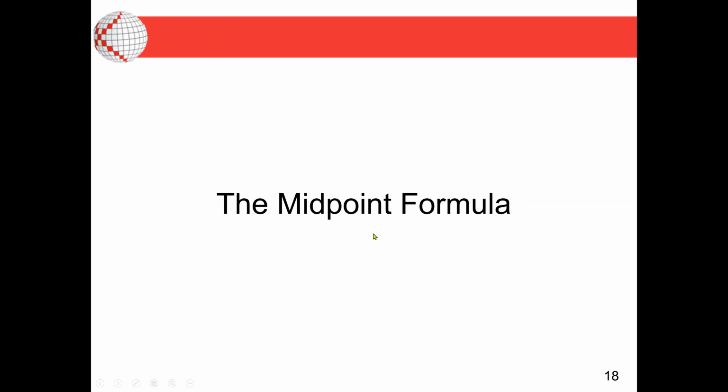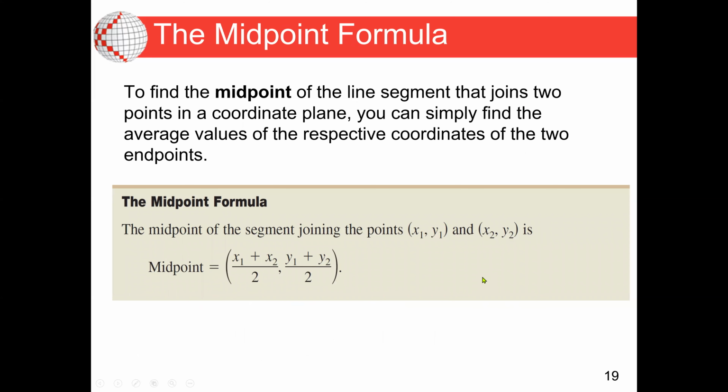So here we'll go through the midpoint formula. That's the midpoint between 2 points. It's more or less like finding the average of something, the middle of 2 points. So here we said to find the midpoint of a line segment that joins 2 points in a coordinate plane, you can simply find the average values of the respective coordinates of the 2 endpoints. So kind of finding the average.